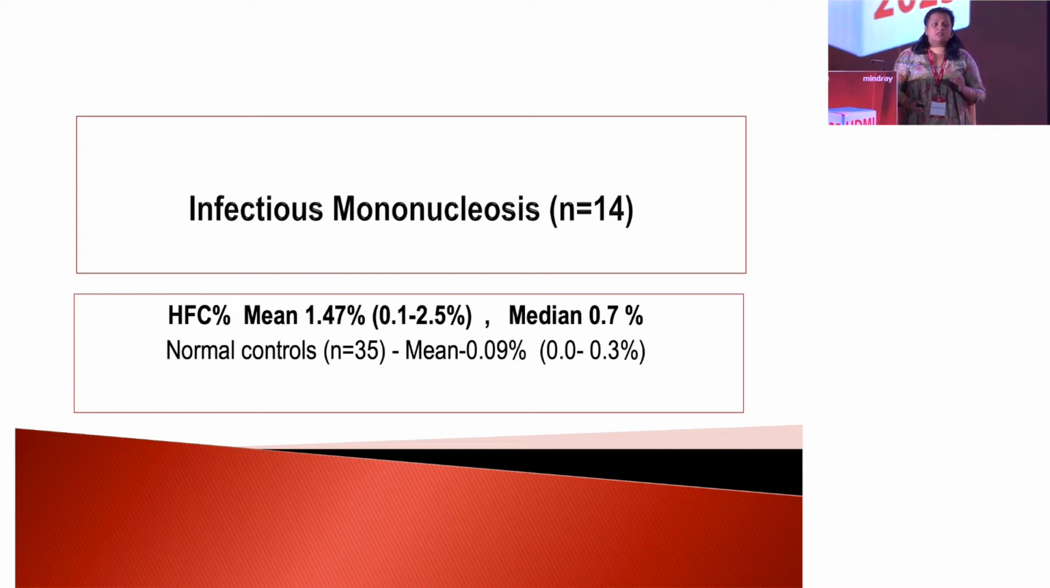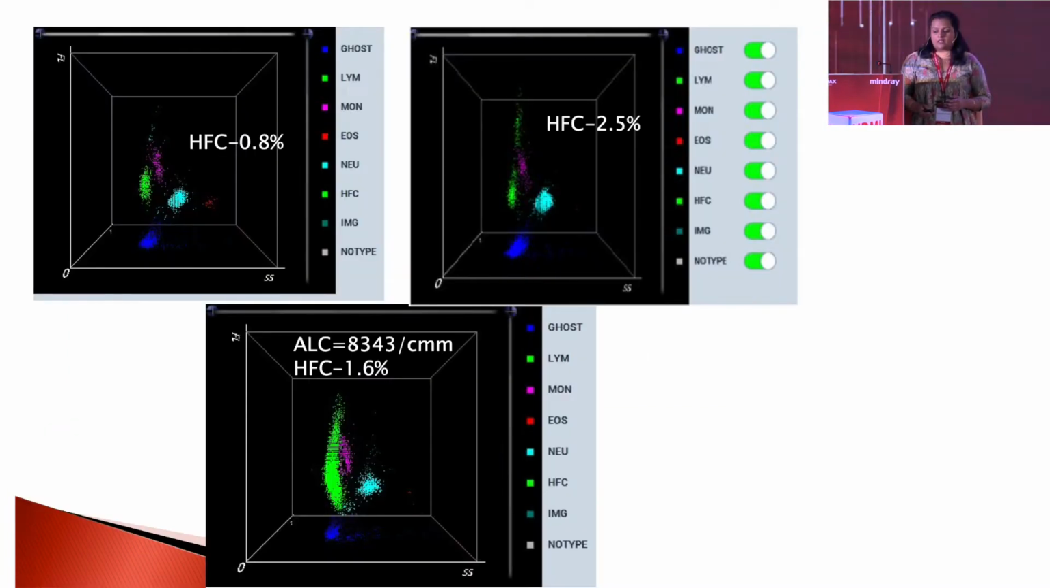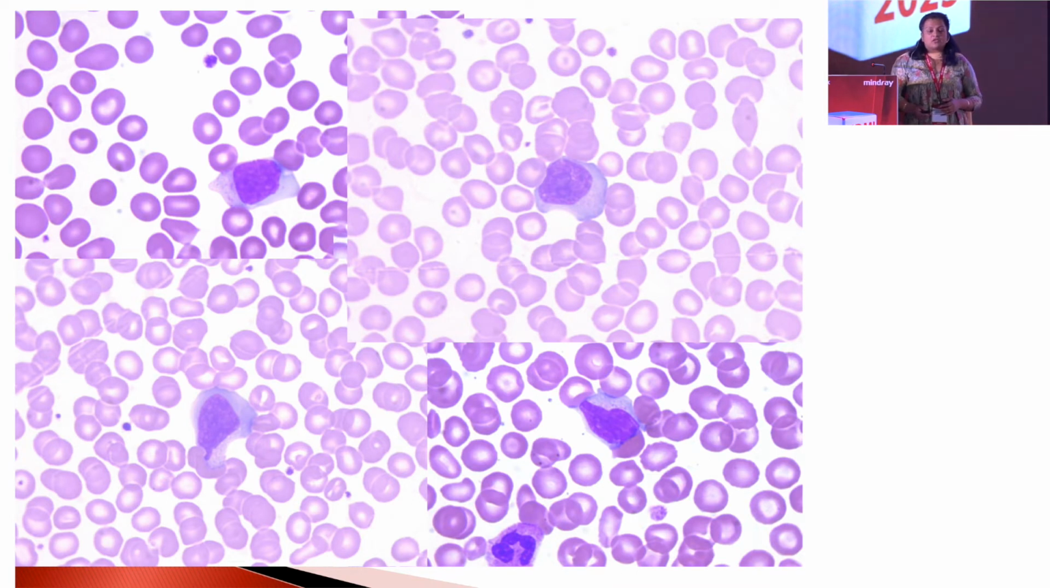Infectious mononucleosis, we had 14 cases. Here we had a higher HFC, but not as high as what we see in the dengue cases. And these are the various patterns that we noticed on the scattergram. And coming to the morphology, it was predominantly type 2 cells, though there were a few of the type 1 cells too.